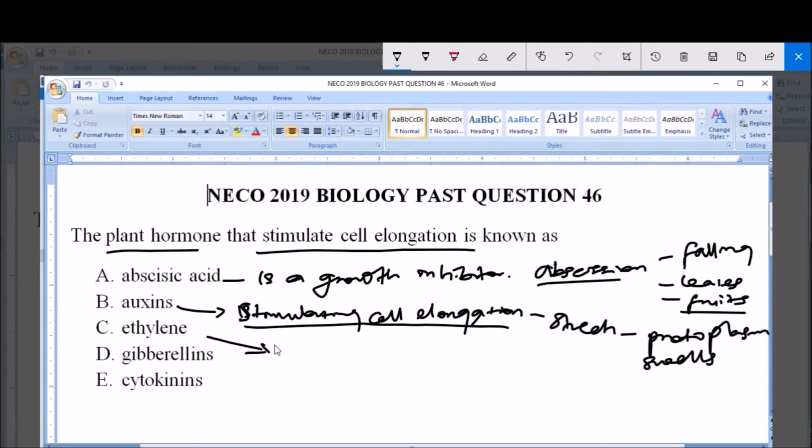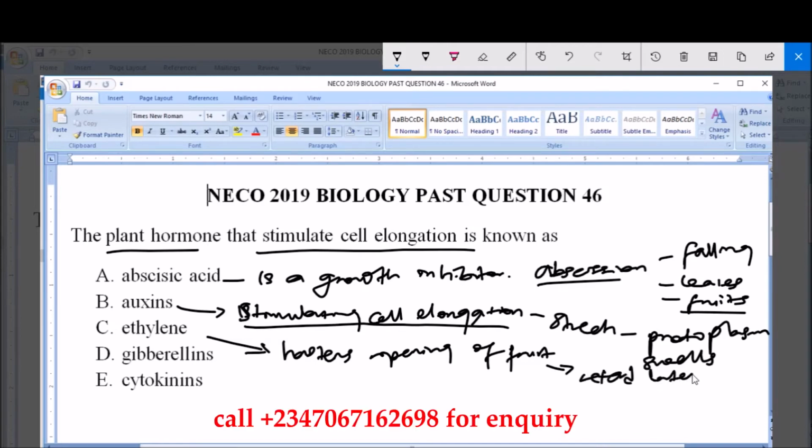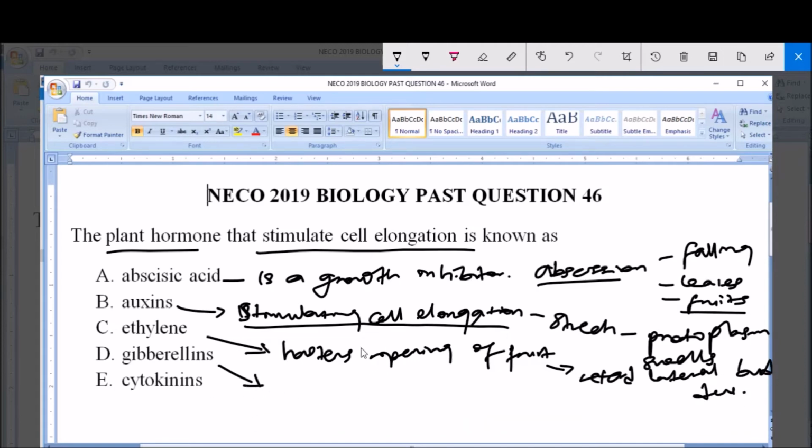Now option C says ethylene. Ethylene is another plant hormone that hastens the ripening of fruits and also retards lateral bud development. Now gibberellin is also a plant hormone that stimulates cell elongation along with auxin.